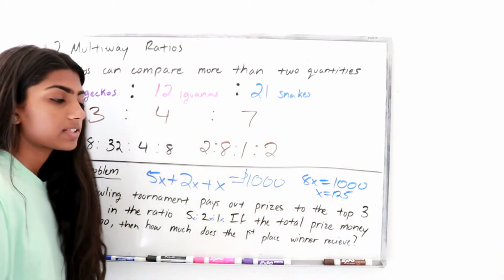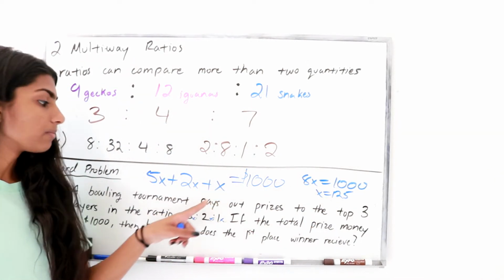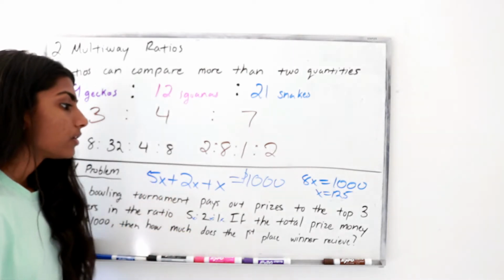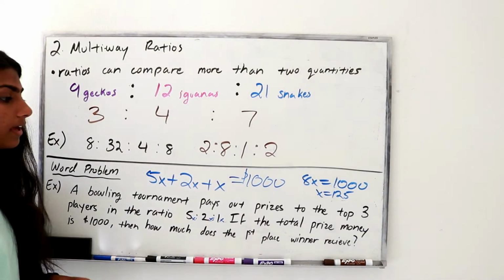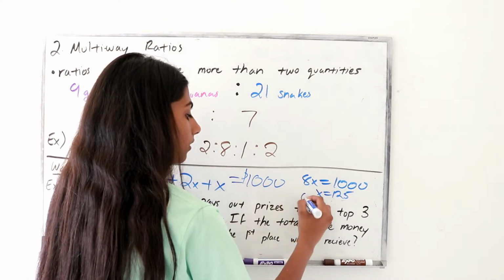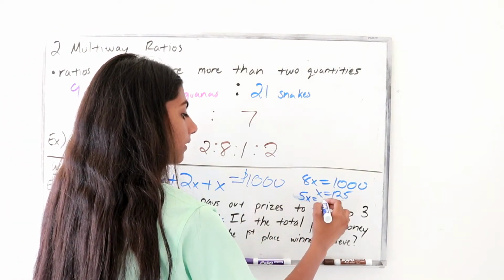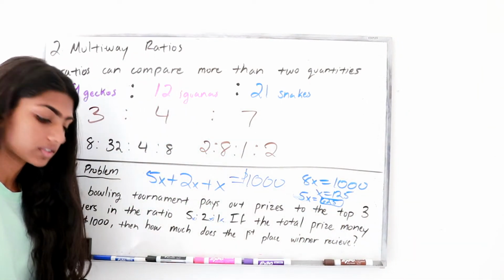But I'm not done yet, because that is just x. That's just 125. That is what the third place person would get. What I'm trying to find is what the first place person is going to get, which is 5 times that amount. So what is 5 times 125? Our final answer is going to be 625, because 5x is going to equal 625. And that is what the first place winner gets, $625.